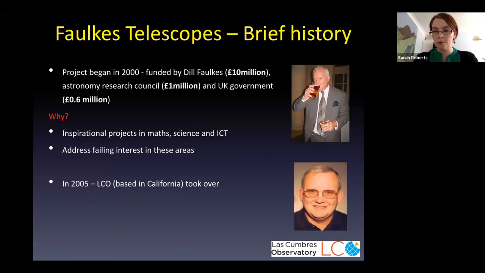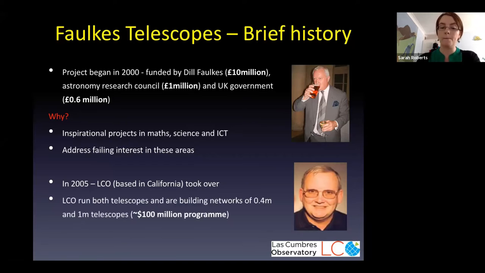So Wayne Rosing is the owner of Las Cumbres Observatory. He was the senior vice president for engineering in a small website you might have heard of called Google. And when he left Google, when he retired, they gave him something like 1,000 Google shares, and they were worth hundreds of thousands of dollars when he left. So he had a lot of money, and it was his retirement dream to build a network of telescopes across the world. So this is a $100 million program that LCO are running now.